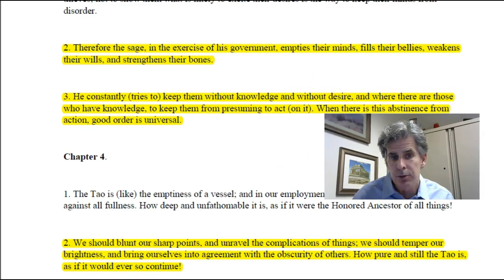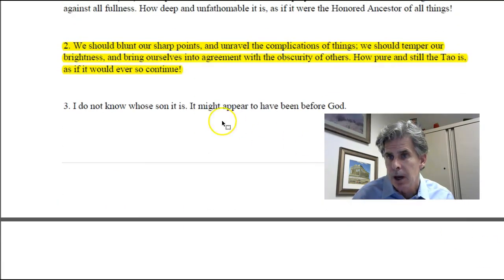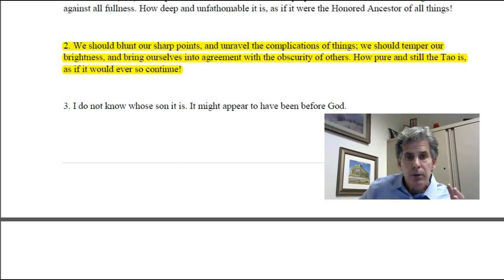And on 4, let me touch on 4 and then I'll shut up about it. We should blunt our sharp points and unravel the complications of things. We should temper our brightness and bring ourselves into agreement with the obscurity of others. Acceptance is what he wants you to do. And what the leader does is accept the world the way it is. And this is so important, to accept the world the way it is. It's an emotional stance. Being able to accept things, this is the way it is.